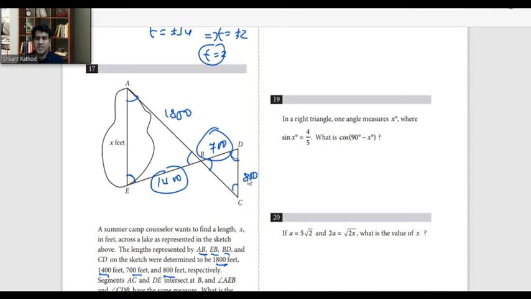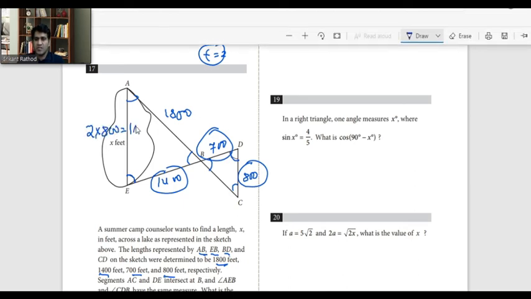So AE is corresponding to the CD, so here it is going to be 800. So here the value of x is going to be 2 times 800. So that is 2 times 800, that gives you 1600.